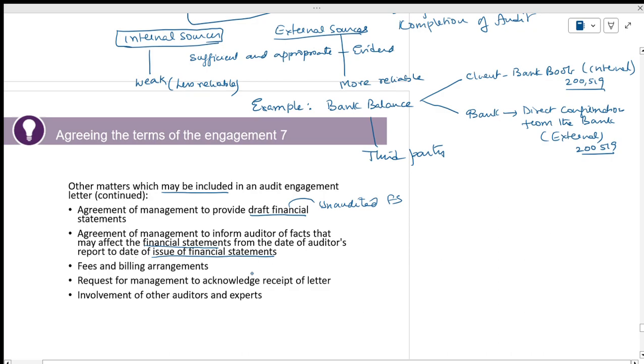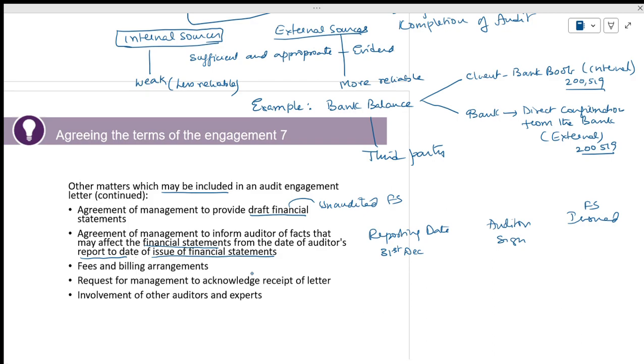See the thing. There will be a reporting date. At some point the auditor will sign, and the financial statements will be issued. Reporting date, from our point of view, will be the last day of the year, 31st December. It will take some time for the auditor to sign. Then it will be issued. It will be issued before 30th April.